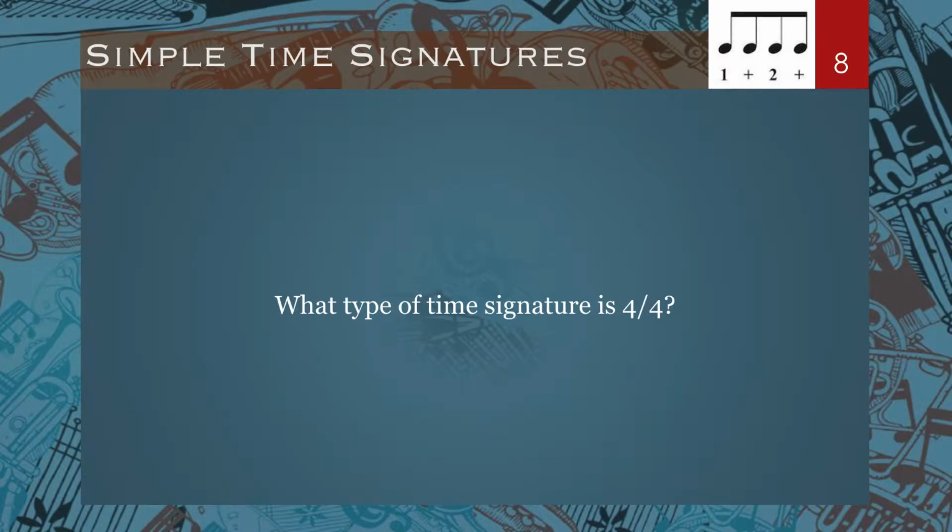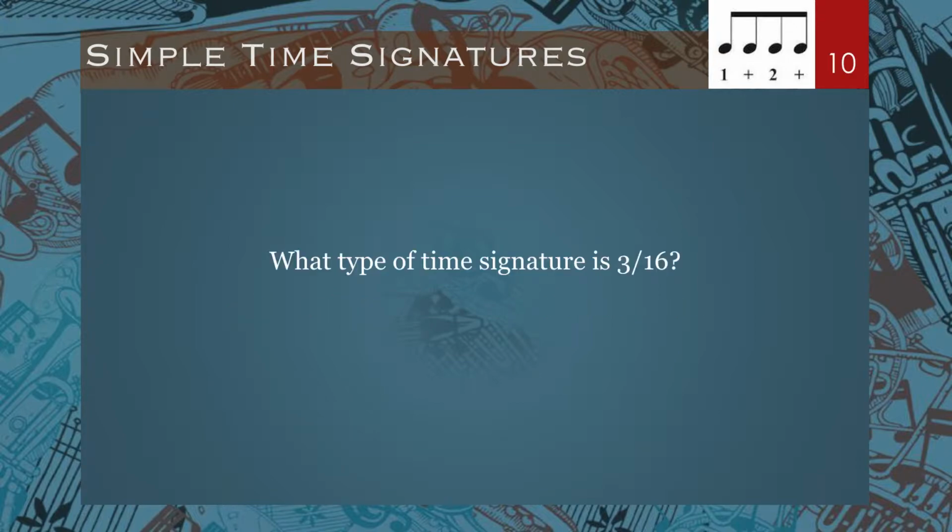What type of time signature is 4/4? I'll give you a second to think about this. Pause the video if you need to. If you said simple quadruple, you are correct. It's simple quadruple because the beat can be broken down into two smaller beats, the eighth notes. The quarter note gets broken down into two eighth notes. And it's quadruple because there's 4 beats in the measure.